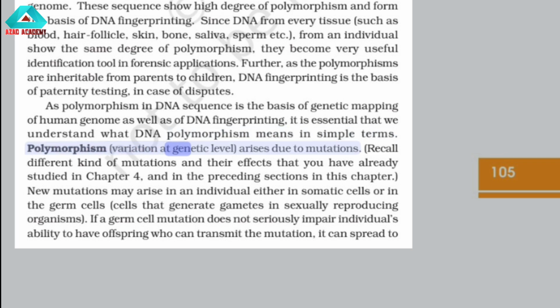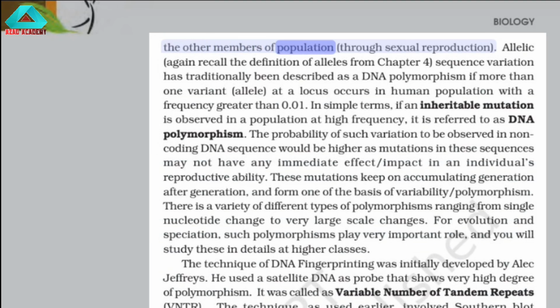Polymorphism, variation at the genetic level, arises due to mutations. Recall different kinds of mutations and their effects that you have already studied in Chapter 4 and in the preceding sections in this chapter. New mutations may arise in an individual either in somatic cells or in the germ cells, cells that generate gametes in sexually reproducing organisms. If a germ cell mutation does not seriously impair the individual's ability to have offspring who can transmit the mutation, it can spread to the other members of the population through sexual reproduction.